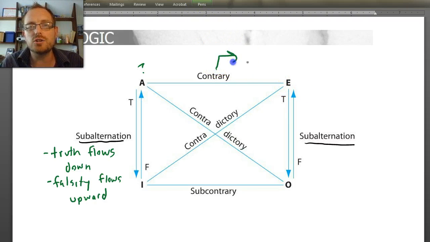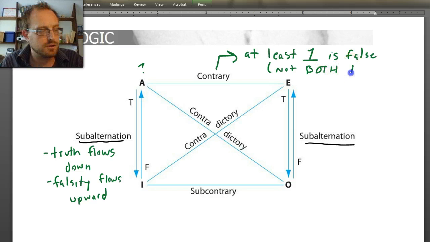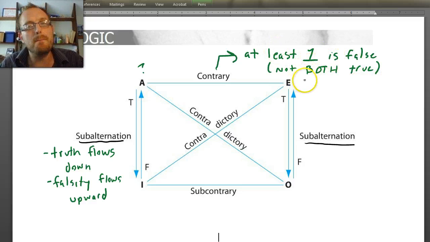Now, what about the contrary relationship? The contrary relation means that at least one is false. They're not both true. Let me write that. They're not both true. That's really important. So at least one is false, they're not both true. But it does mean that they could both be false.